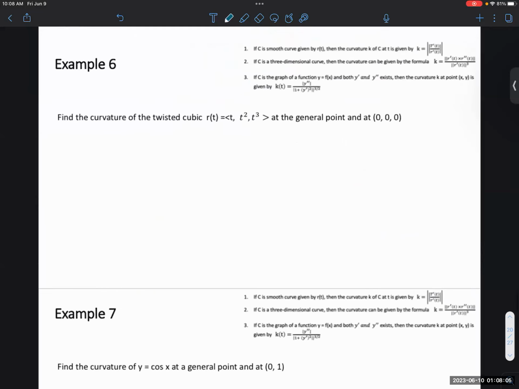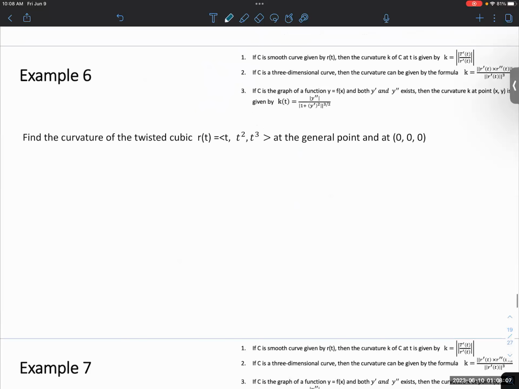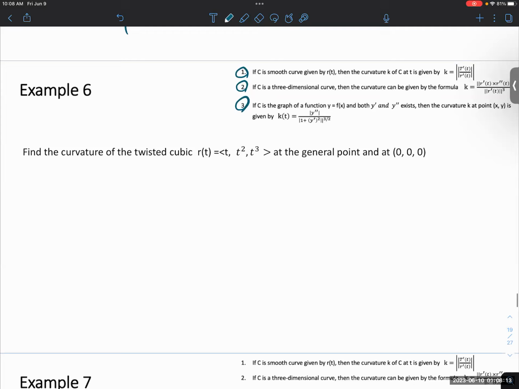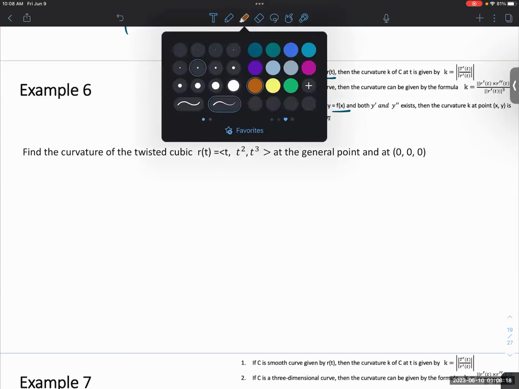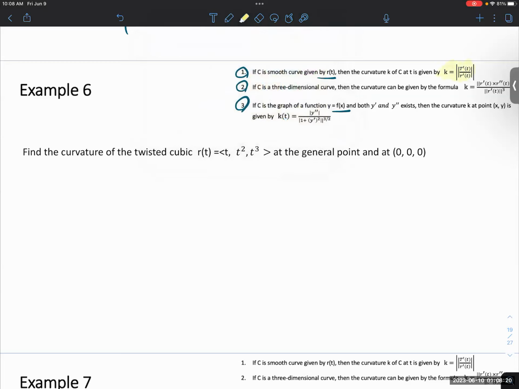One more example. Okay, one more example. I'm not going to do everything, don't worry. So here I'm showing you 3 different methods, as you know. Depending on the information, you're going to use either the first one or the second equation or the third equation to find the curvature.